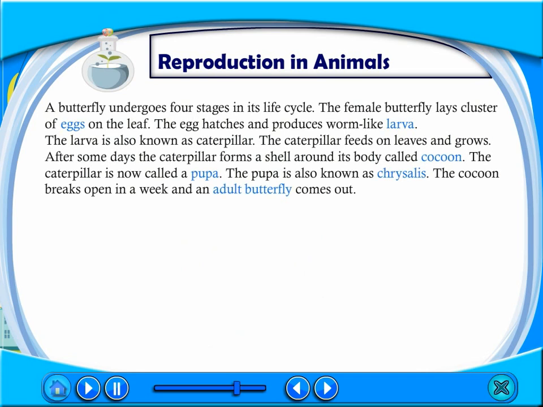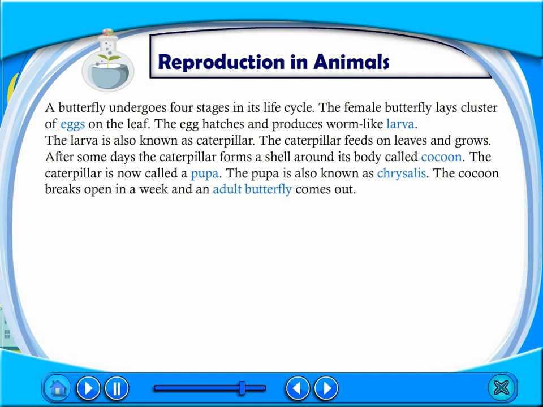A butterfly undergoes 4 stages in its life cycle. The female butterfly lays a cluster of eggs on a leaf. The egg hatches and produces a worm-like larva. The larva is also known as caterpillar. The caterpillar feeds on leaves and grows.